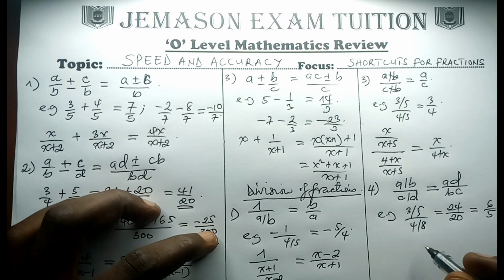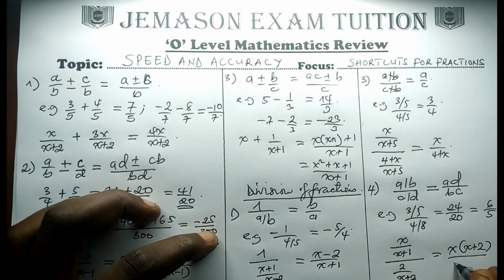It can also happen with mathematical expressions. If I have x all over x plus 1 divided by 2 all over x plus 2, I simply get x into x plus 2 all over 2 into x plus 1.